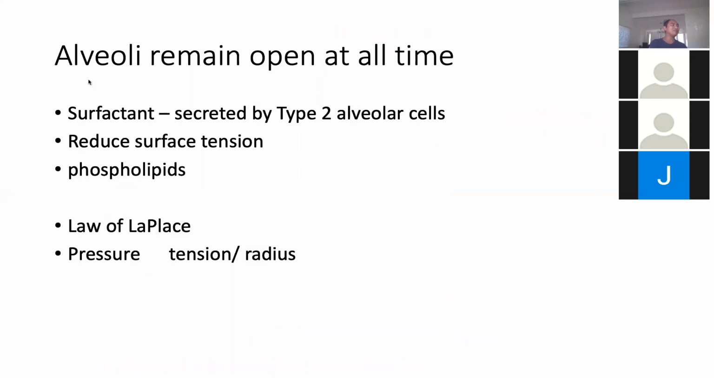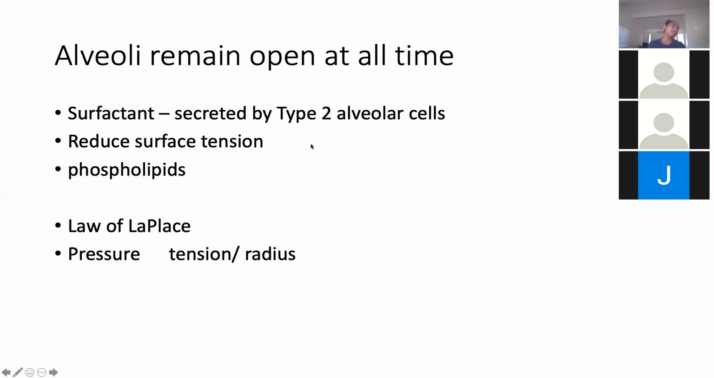Okay, let's move on. Alveoli remain open at all times. Surfactant is secreted by type 2 pneumocytes. It reduces the surface tension. What is surfactant? Surfactant is nothing more than phospholipid, so amino acid and some lipid. That's all. But it really plays an important role in our alveoli.